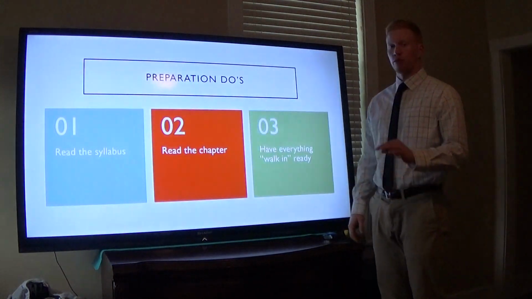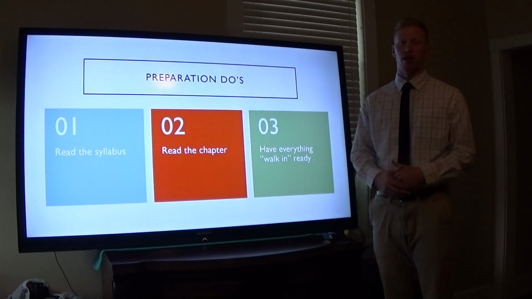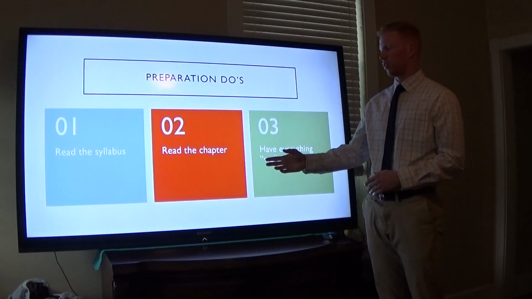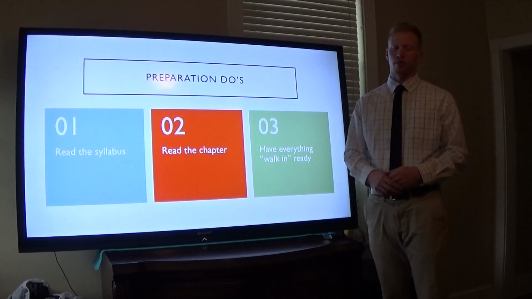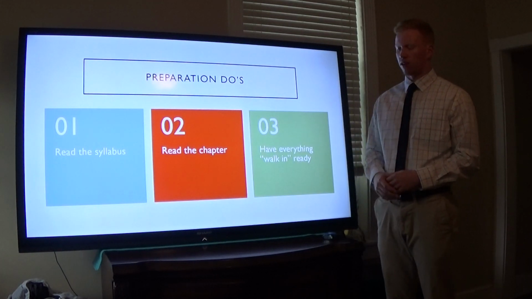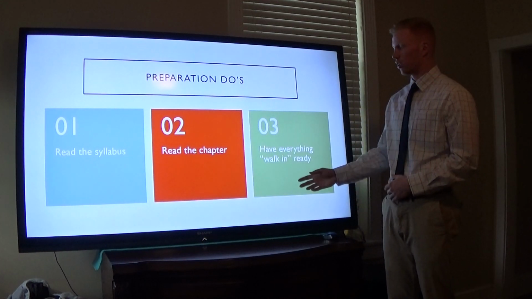So, preparation, three do's. Read the syllabus. There's so many times I'd walk into class not knowing what's going on. That can be solved just by reading the syllabus. Secondly, read the chapter. Okay? That seems like a mundane step in a lower level class about something that some people can consider basic knowledge that you don't need to do.